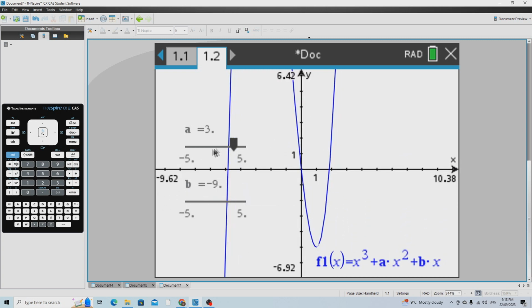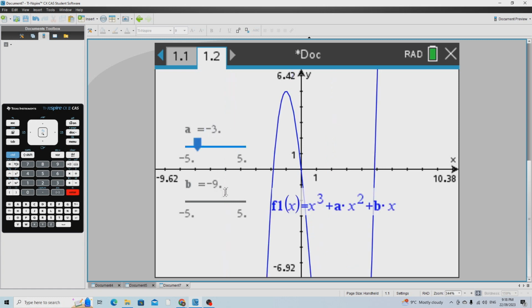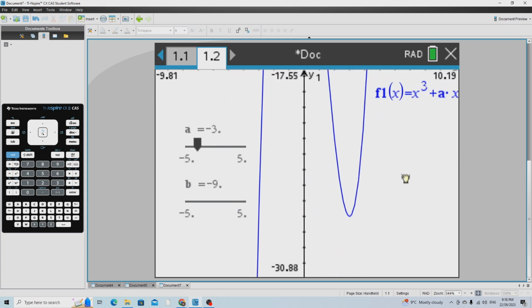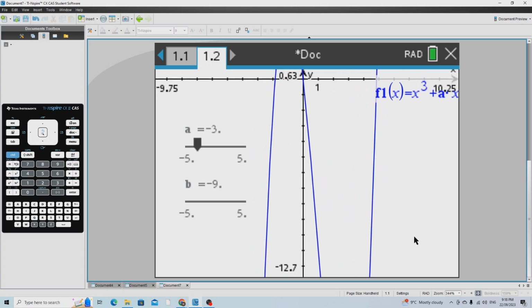What about -3 and 9? So put the -3 here and put a -9. Okay, this. Do we have a local maximum at -1? Okay. And a local minimum at x equals 3. 1, 2, 3. So if I go down here, and yeah, we do have. So choose D as your answer.